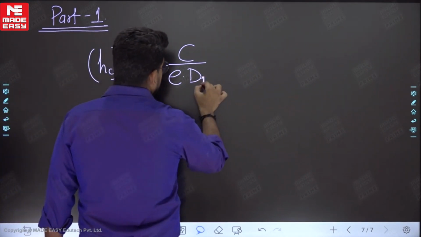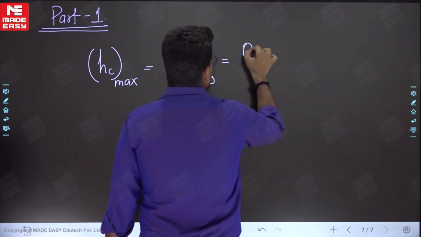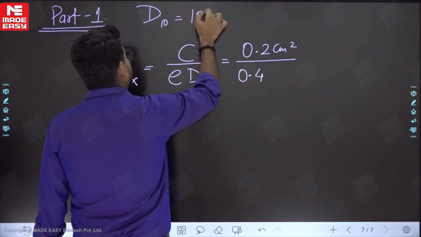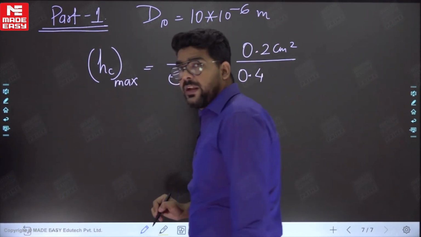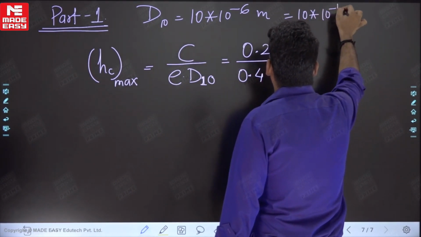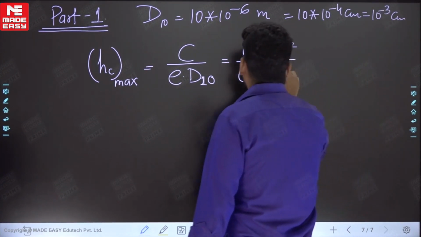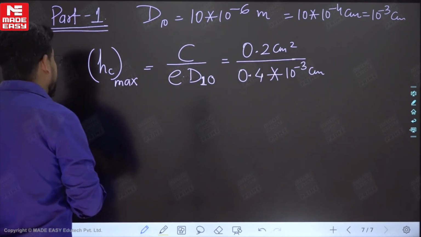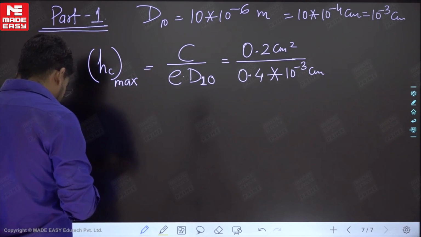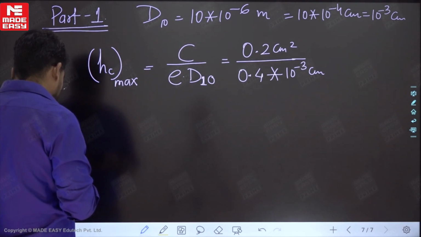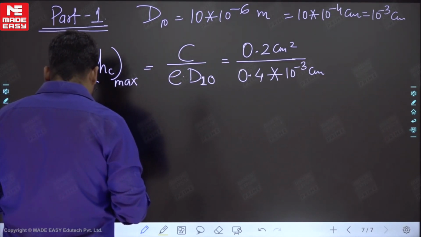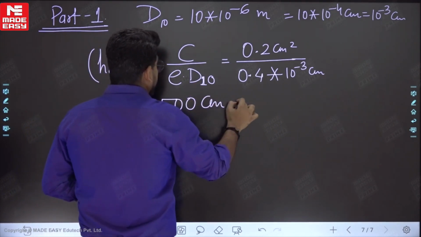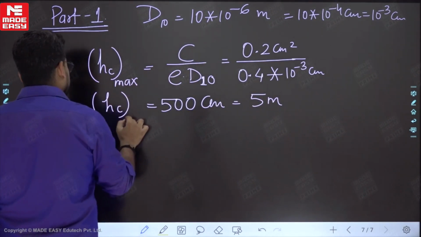Now in this case C is given as 0.2 centimeter square, e is given as 0.4, and D10 is 10 micrometer. It means 10 into 10 to the power minus 6 meter. Clear? And hence we can say this is 10 into 10 to the power minus 4 centimeter, or 10 to the power minus 3 centimeter. When we are solving this particular problem, C is 0.2 divided by 0.4 times 10 to the power minus 3, so it comes out to be 500 centimeter, and this 500 centimeter is 5 meter. So we can say that the height of capillary rise in this particular problem is 5 meter.